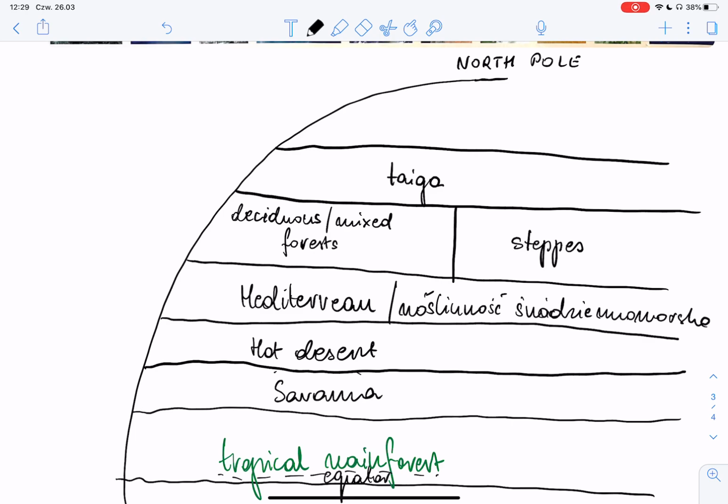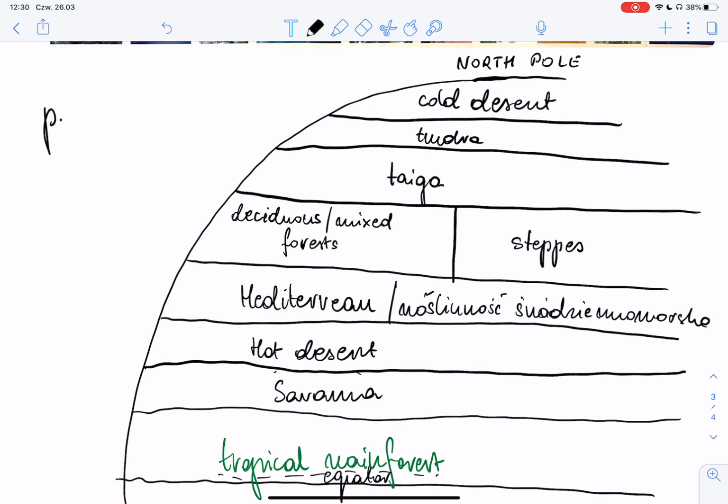pines, spruces, and other trees that have needles instead of leaves. Then we have tundra, which is way too cold for any tree to grow. So mostly lichens will grow there and some mosses. And in the North Pole, we will have something that is called the cold desert. Pustynia chłodna, pustynia lodowa.